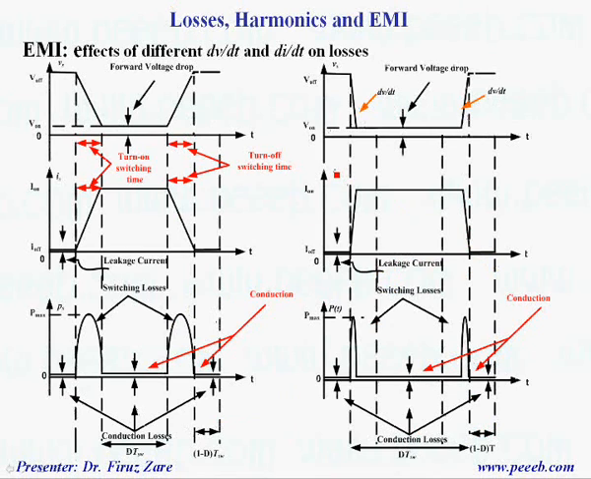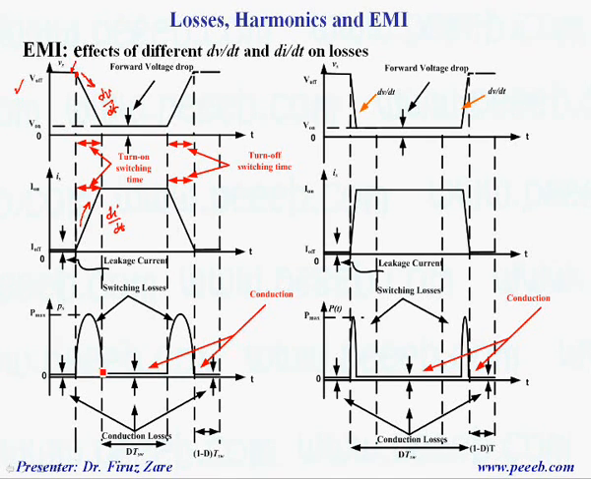For example, here let's look at two different dv/dt and di/dt. In this circuit, when the switch is off and we apply a gate signal at this time, the voltage across the switch is decreasing. That means the switch is getting on, and the current through the switch is increasing. So this is dv/dt, and this is di/dt.